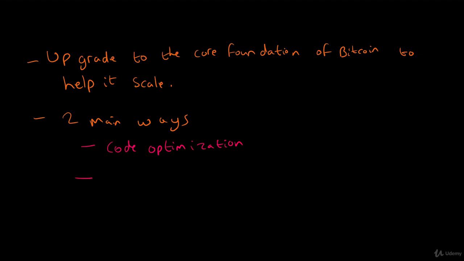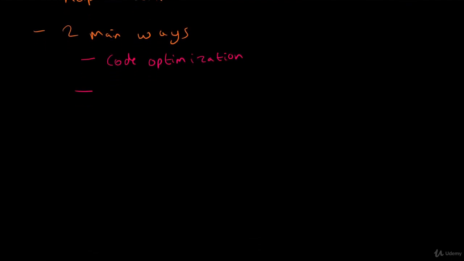The next part that it actually helps is it increases the block size, and the increase is from 1 megabyte to 2 megabyte, and this would also enforce a timeline of about 3 months for this to be done. So that's all well and good. Code optimization increases the block size, which allows for more transactions.